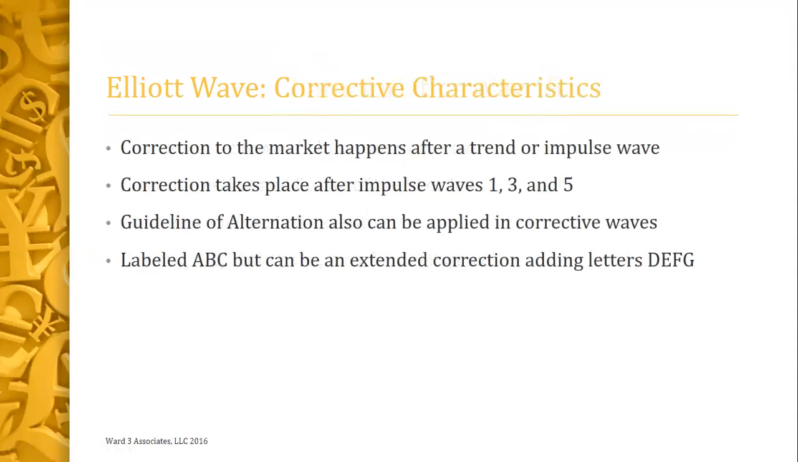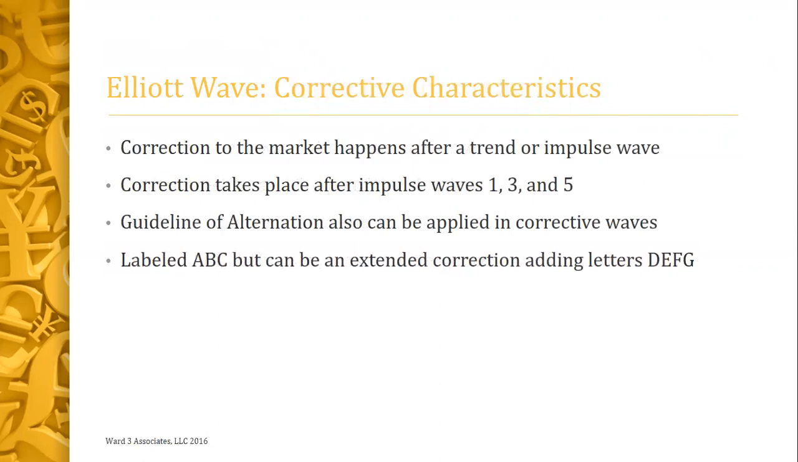All right, so the corrective characteristics. This would be the waves lettered instead of numbered. What are corrective waves? They are corrections to the market that happen after a trend or impulse wave. Correction takes place after impulse waves 1, 3, and 5. So waves 2 and 4 are corrective waves, and then after wave 5, it enters a bigger correction.